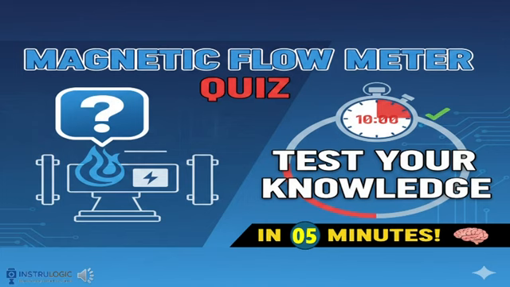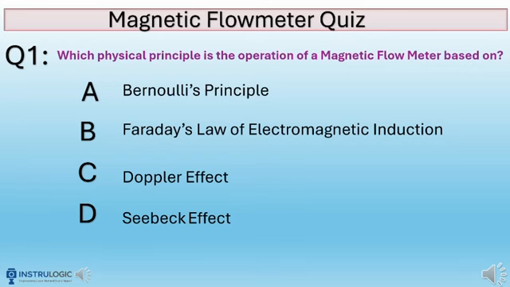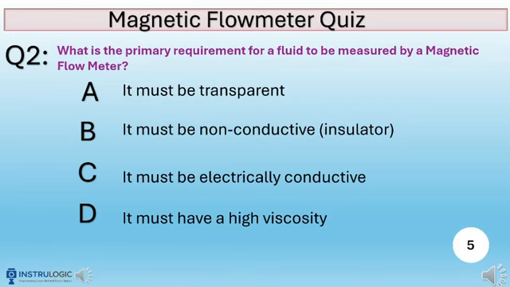Ready? Let's start with question 1. Question 1. Which physical principle is the operation of a magnetic flow meter based on? Question 2. What is the primary requirement for a fluid to be measured by a magnetic flow meter?